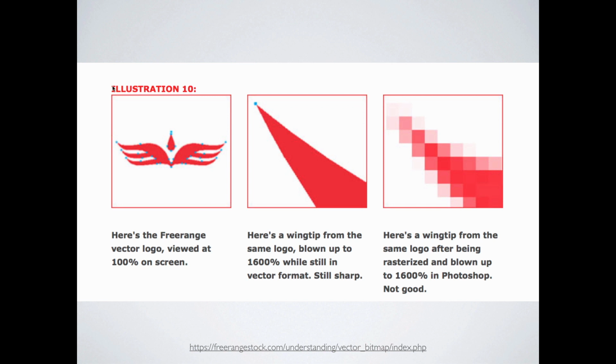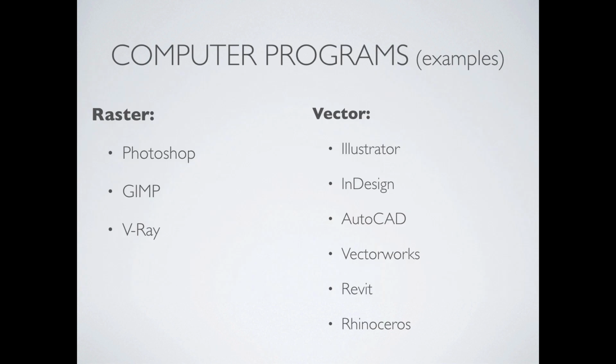Here's another example that shows the fact that raster images get blurry as you zoom in. We have the 100% scale one on the left. We have the vector graphic blown up to 1600% on the little tip of the wing, and you can see that it's all nice and sharp still. And then the same image, if it was a JPEG and it was blown up, it's called rasterizing the image, to 1600%, you get those pixels. So there's a distinct difference when you're scaling up an image.